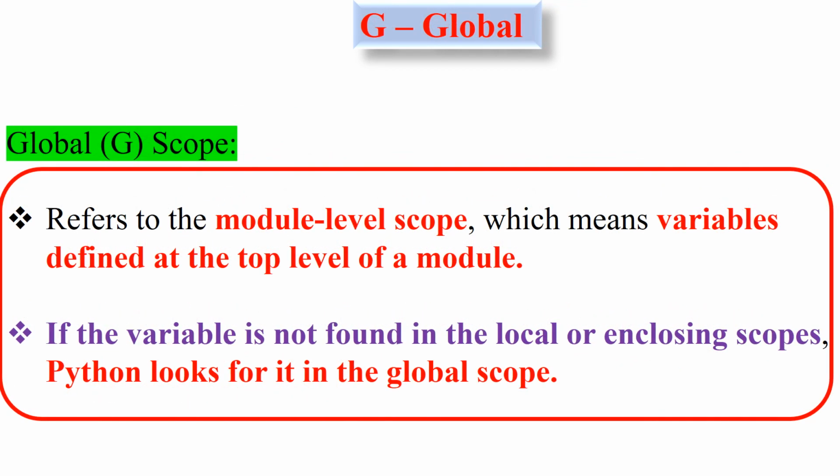In LEGB rule, G stands for global. Global scope refers to the module-level scope, which means variables defined at the top level of a module. If the variable is not found in the local or enclosing scopes, Python looks for it in the global scope.